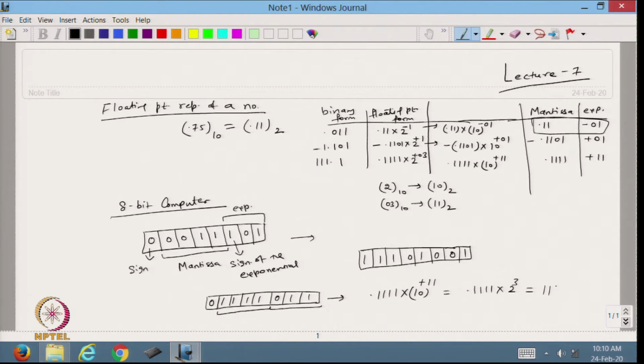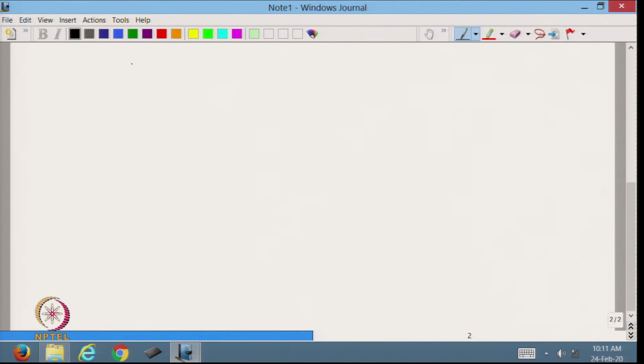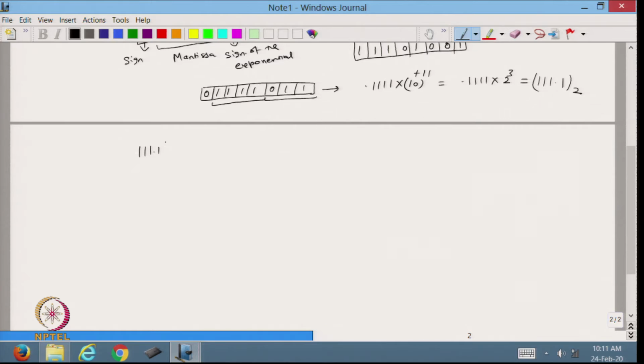So, I can write 111.1. That is the number we have in the binary form. This number I can convert into the decimal form. So this can be written as 2 raised to power 0 plus 2 raised to power 1 plus 2 raised to power 2 plus 2 raised to power minus 1. So, this can be written as 4 plus 2 plus 1, and plus 0.5. So, I can write this as the number 7.5.